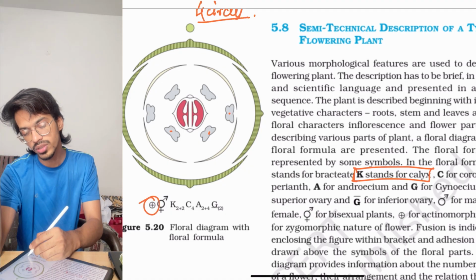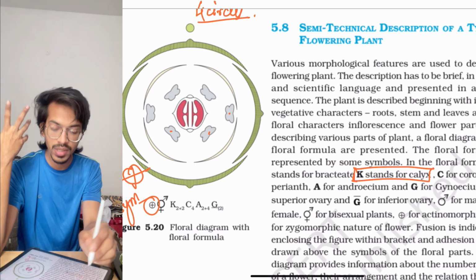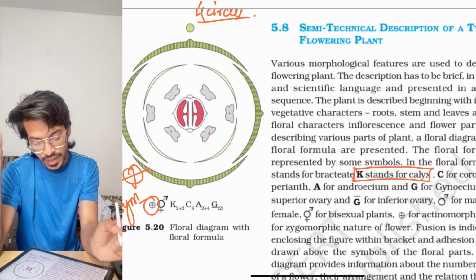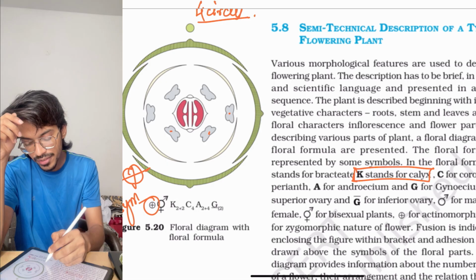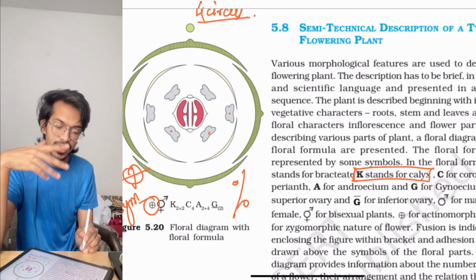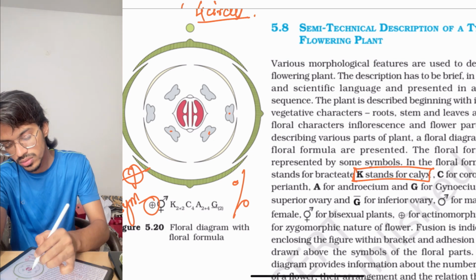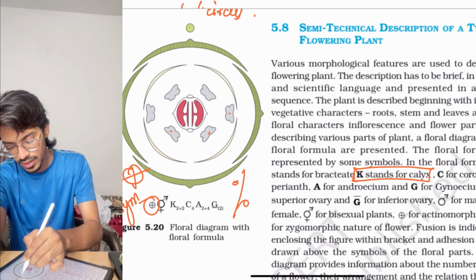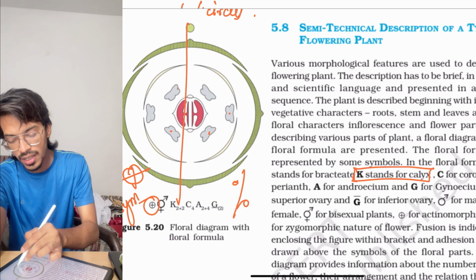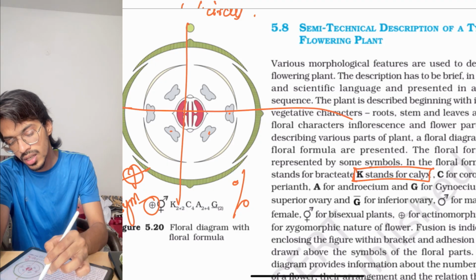And this is telling you about the symmetry. If it can be cut like this, in any plane, then it is actinomorphic. But if it can be cut only in two planes, so we say that half, that is zygomorphic. So you can cut it this way also, and it will be equal halves. You can cut this way also, equal halves. So this thing is being told to you.